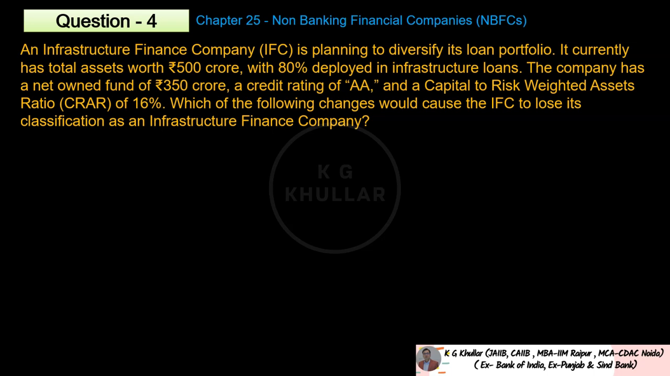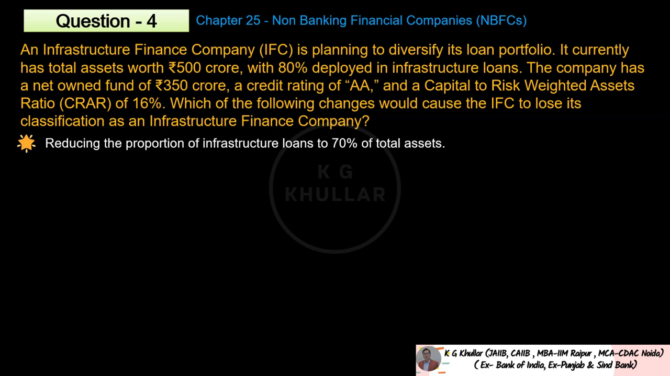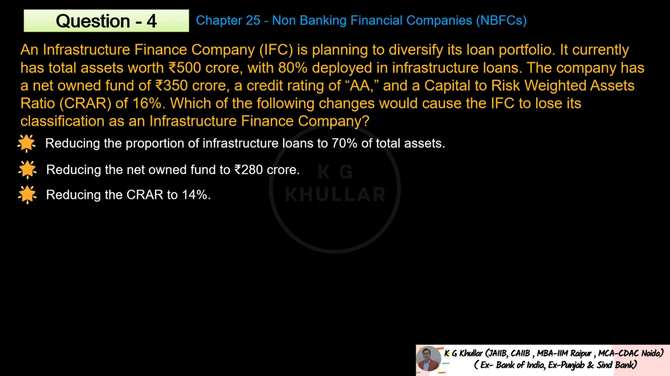And these options are given to you. That is, first option A is reducing the proportion of infrastructure loans to 70% of total assets. Then second option B is reducing the net owned funds to Rs 280 crores. Then third option C is reducing the CRAR to 14%. And last option D is receiving a credit rating down to A-.